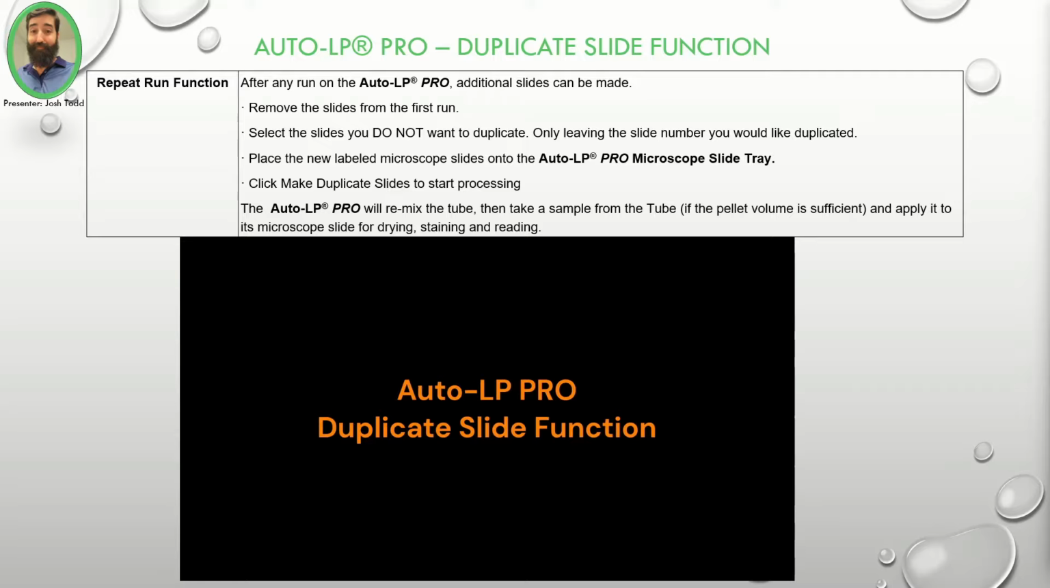The AutoLP Pro will remix the tubes, then take a sample from the tube, if the pellet volume is sufficient, and apply it to the microscope slide for drying, staining, and reading. Here's a short video demonstration of the duplicate slide function.